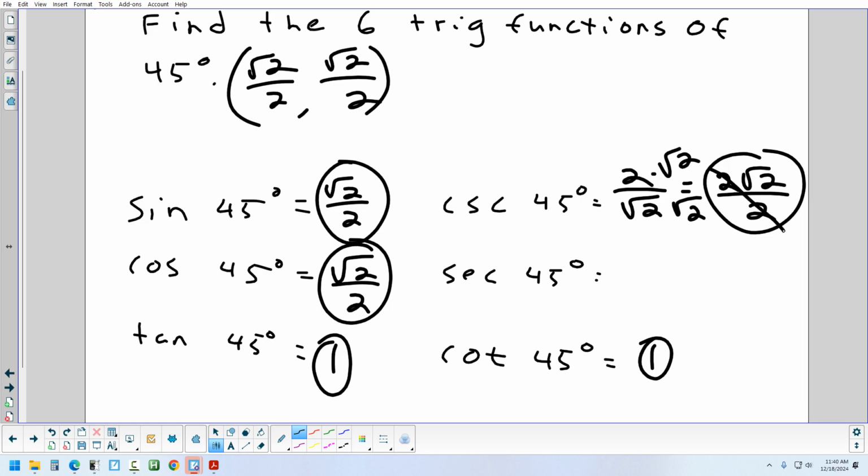How about the secant of 45? Won't it be the same as the cosecant? Yeah, it's the same because the sine and the cosine are the same. So you start to see the same answers repeated over and over because there's only 3 numbers you're working with to do the whole thing: root 3 over 2, 1/2, and root 2 over 2. Any questions on finding the 6 trig functions at 45 degrees?